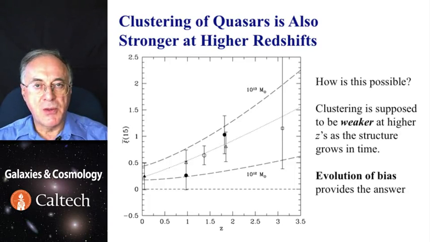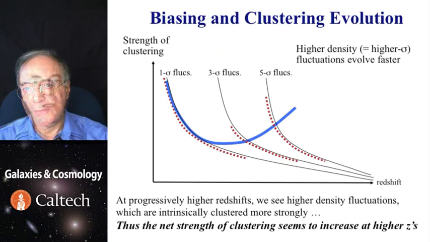And the answer is due to the evolution of bias itself. And here is how it works. Consider the fate of fluctuations of different amplitude, here shown with little thin black lines and dashed red lines.